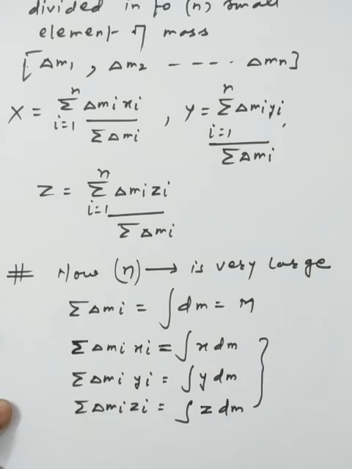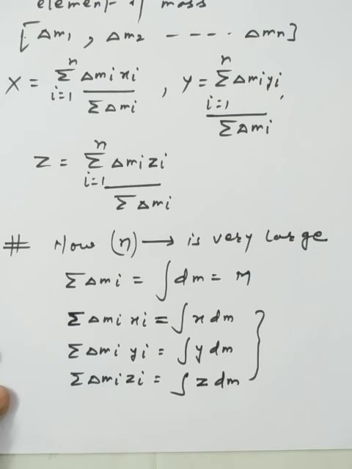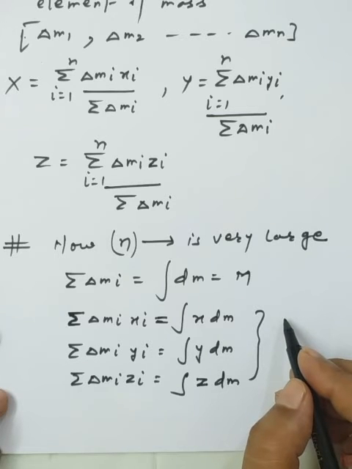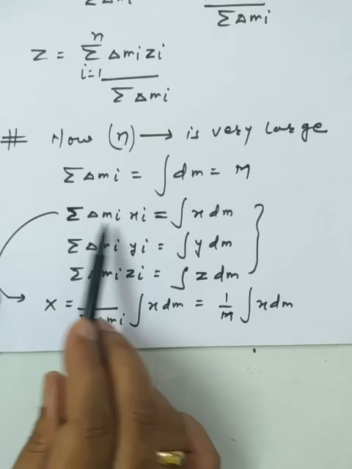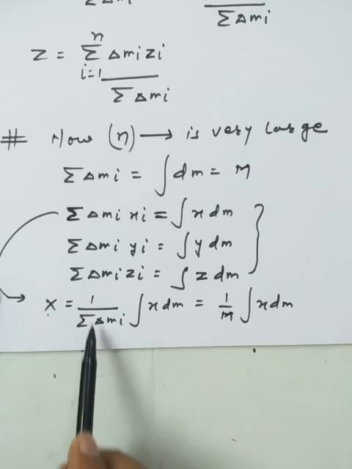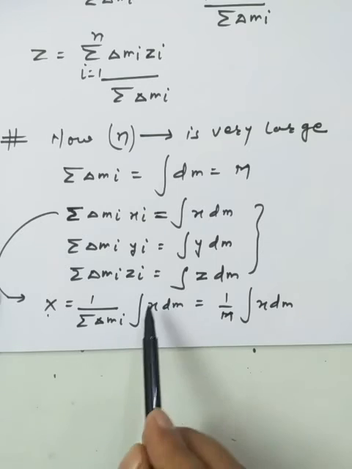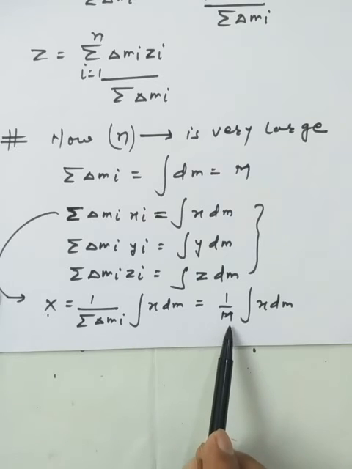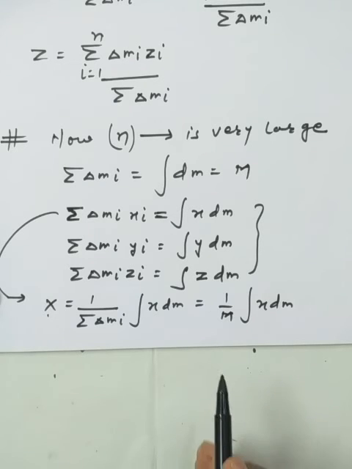So these are the simplest representations, as we are assuming n is very large and the mass distribution is continuous. So the coordinate of the center of mass, xcm, in this condition: I am replacing the x coordinate, which is to be divided by the summation of delta mi, so I can replace the summation from i equal to 1 to n with the total M. So xcm is equal to 1 upon M times the integral of x dm. This is the simplest representation of the x coordinate.